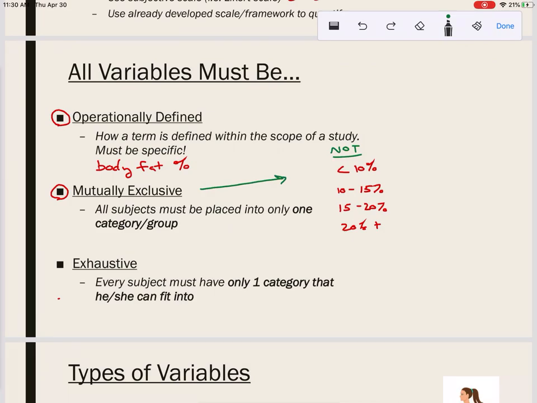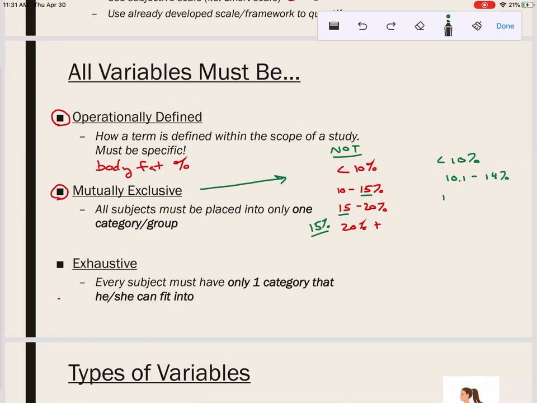Okay. Is this list mutually exclusive? Jeopardy music is playing. And the answer is no. This one is not mutually exclusive. And the reason is because what if the BOD pod tells us that someone is 15% body fat? According to this scale, if someone is 15% body fat, they can fit into this category or this category. So the definition of mutually exclusive means that each individual subject can only fit into one and only one category or group. So how could we change this to make it mutually exclusive?